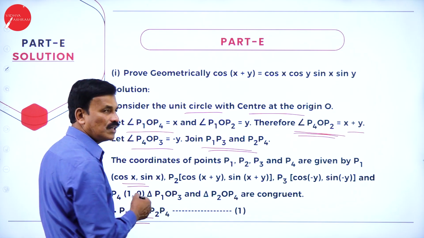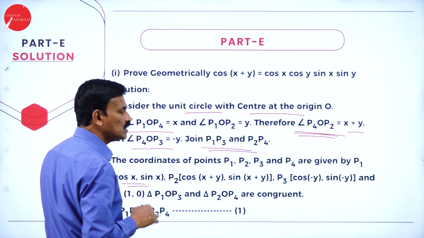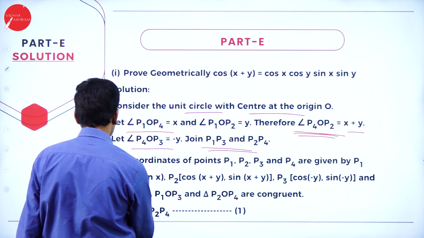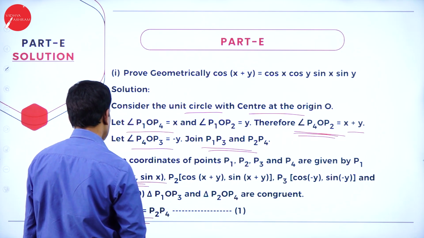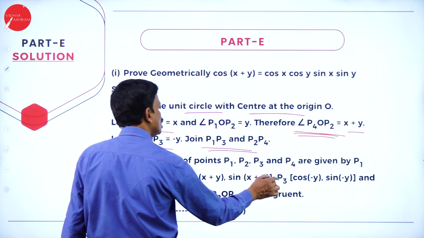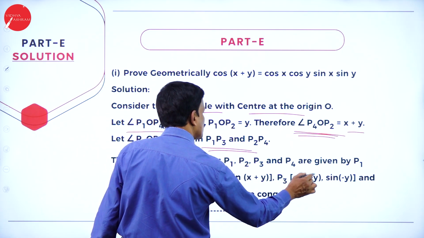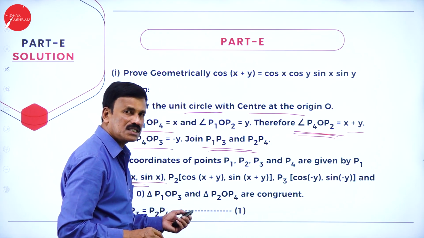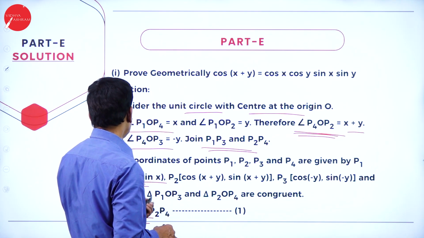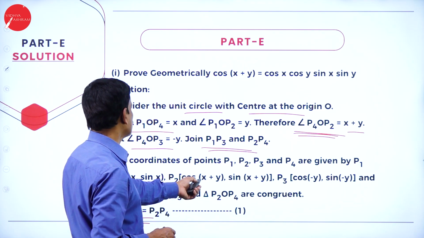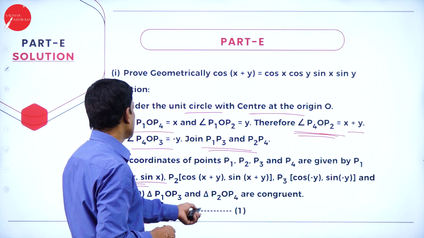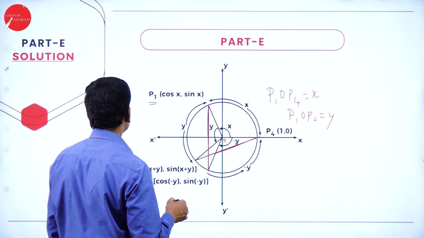Now, since P1P3 is equal to P2P4, just find the distance between P1 and P3. P1 is (cos x, sin x), and P3 is (cos(-y), sin(-y)). So apply the distance formula for these two. Similarly, apply the distance formula for P2 and P4. P2 is (cos(x+y), sin(x+y)), and P4 is (1, 0). So what are we going to get?